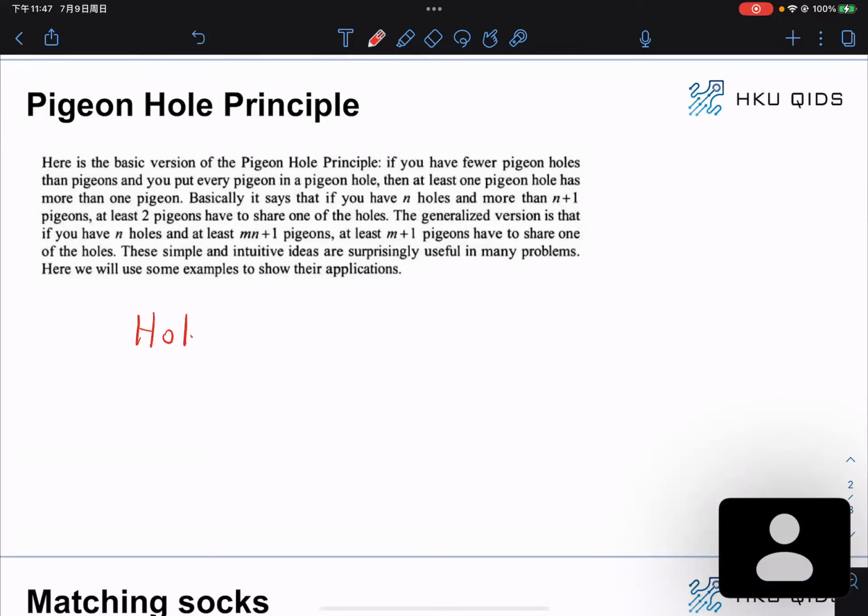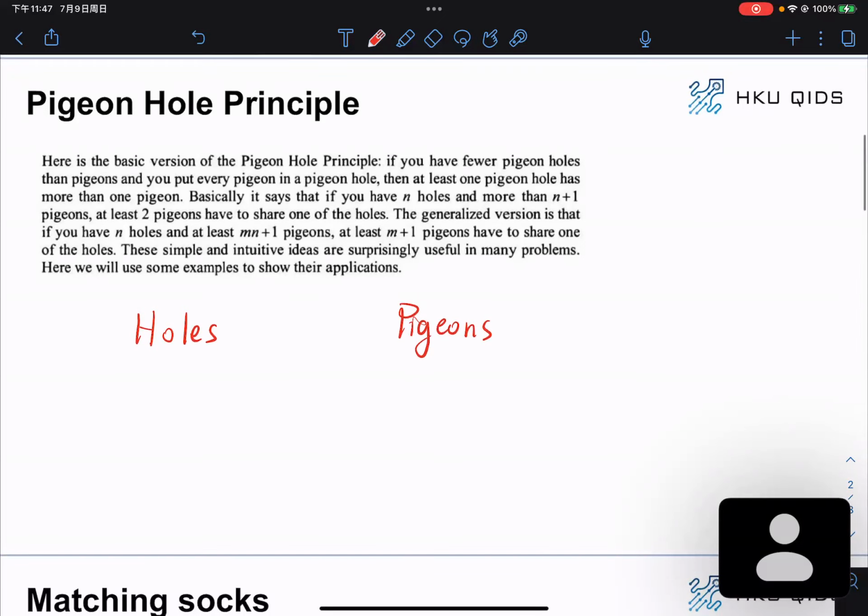So holes, this is the first thing, and pigeons, and at least repetition. So it is telling you that if we have n holes and at least mn plus 1 pigeons, then at least m plus 1 pigeons have to share one of the holes. I mean, it sounds a little bit abstract.